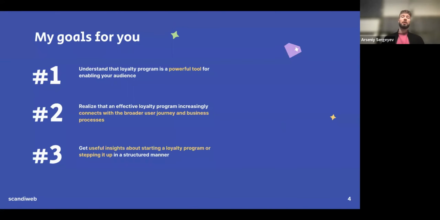And the third thing is to get some useful insights about starting a loyalty program if you don't have one, or, as the majority of businesses have some form of loyalty program, the ways of stepping it up, right? And in a structured manner, which is important. So not just thinking, all right, we should offer that, we should offer this, but really having a comprehensive framework and really using it to approach this in a structured manner.